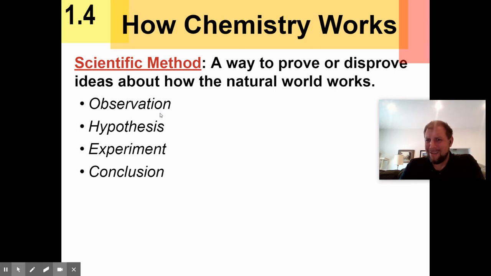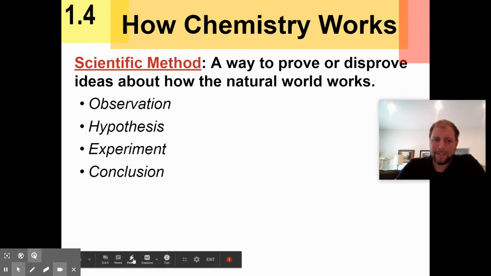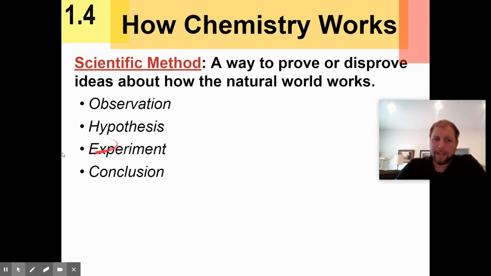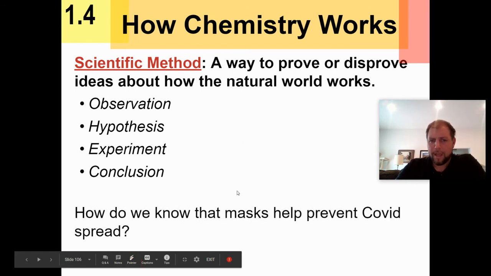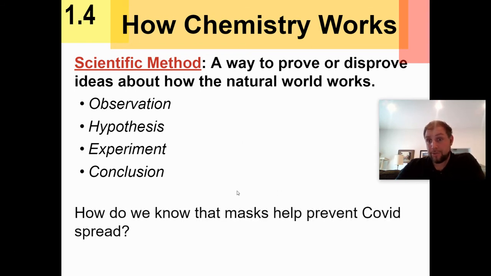That sounds like pretty common sense, but a lot of people don't actually test their ideas. A lot of people stop at the stage where they just make a hypothesis. They think about it for a little bit and then they're like, that's my idea, and they never bother to check it. So here's a really interesting scientific question right now. How do we know that masks help prevent the spread of COVID? Let's look at the scientific method and see how this idea is addressed by it.